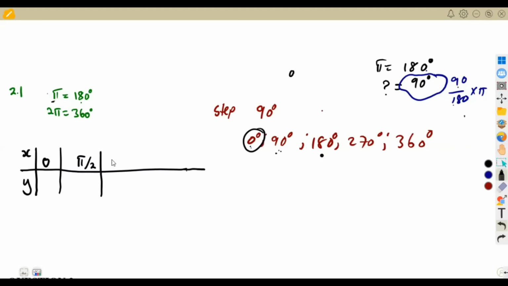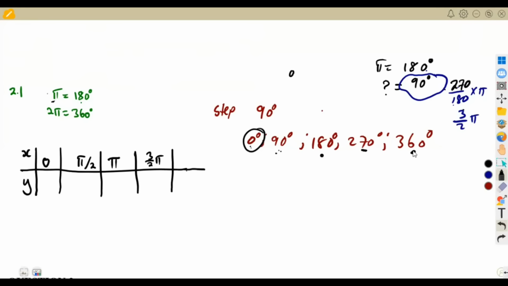So here we have pi for 180. Then 270, we've got the same thing. Just like what we did on 90 degrees, we are going to have this as 270. So if we divide 270 by 180, that will be 3/2. So we're going to have 3/2 pi, or 3 pi over 2. All right, so this one is going to give us 3/2 pi, or 3 pi over 2.